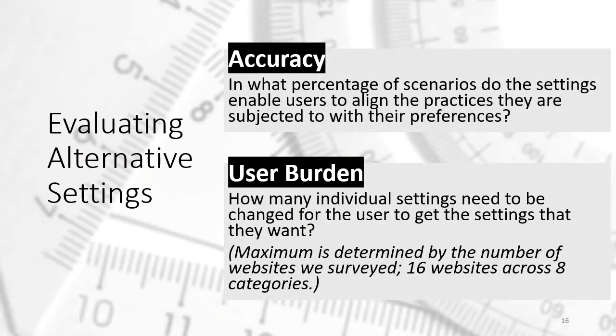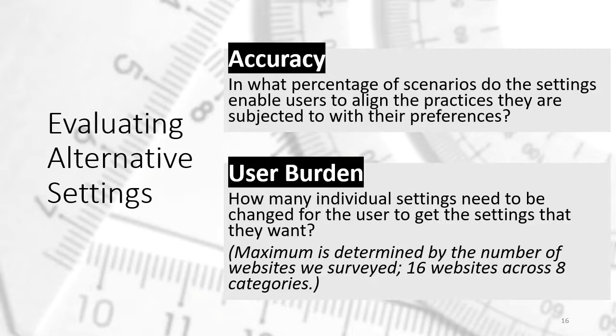However, when evaluating these alternative settings, it was really important to focus on the two key measurements of whether these alternative settings were better. The first measurement is accuracy, meaning in what percentage of scenarios do the settings enable users to align the practices that they're subjected to with their preferences.